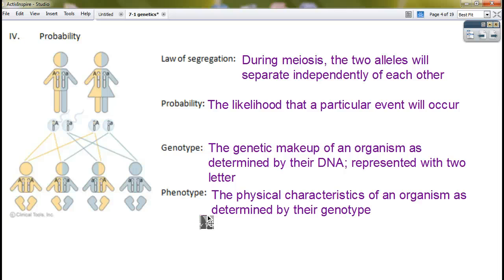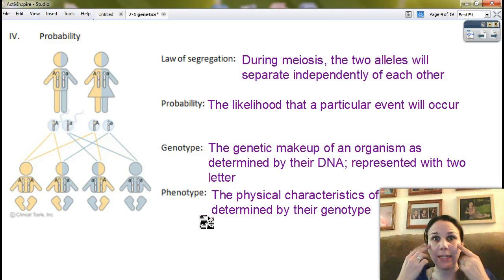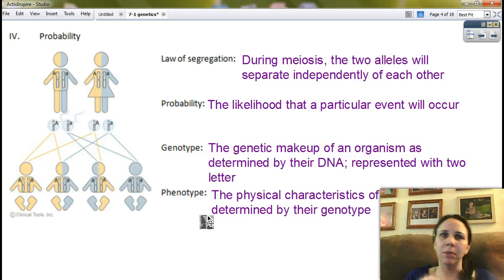Now, it doesn't have to be seen with your eyes. Your blood type: your genotype might be big A, big B. Your phenotype is you have type AB blood. So you may not physically see them, but it's what you express, what you show. I show type A blood. That's my phenotype. My genotype could be big A with what's called a little i, or big A, big A. We don't know. So genotype, letters; phenotype, what do we see?